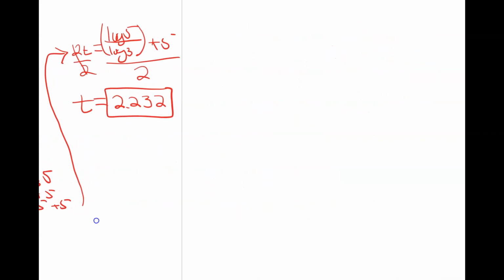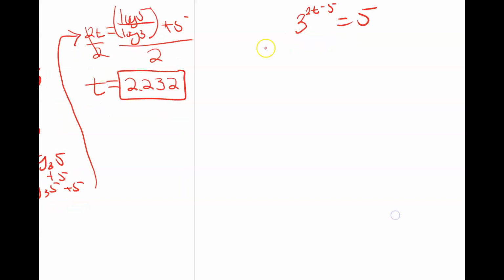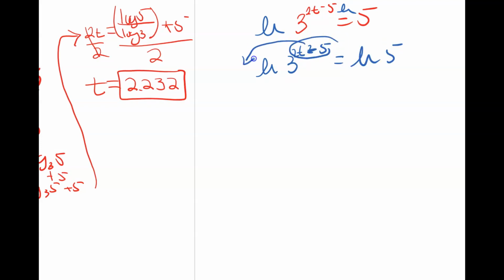Let's come over here and do that a little bit better, and let's use our ln this time. So I'm going to start back where we got it to be an exponential. I'm going to work with 3 to the 2t minus 5 equal to 5. I want to ln both sides. I love ln on both sides. I feel like things work out really nicely. So I'm going to say ln of both sides. That gives me ln of 3 to the 2t minus 5 equal to ln 5. Rules of exponents, I could bring that out front. So I get 2t minus 5 times ln 3 equal to ln 5.